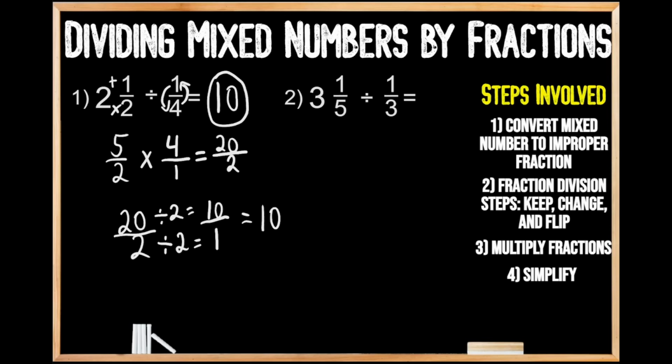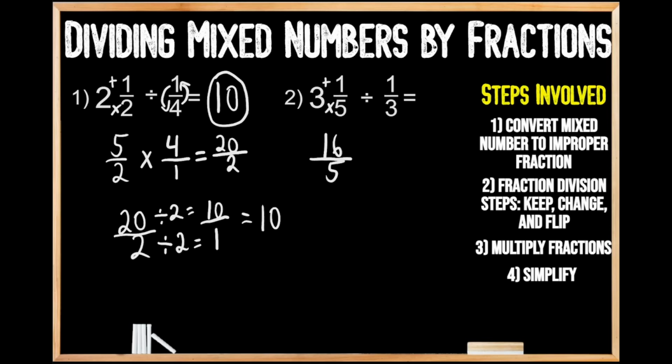So we'll remember that our first step is to convert our mixed number to an improper fraction. So we're going to multiply the value of our denominator by the value of our whole number. And 5 times 3 gives us 15, plus the additional 1, 15 plus 1 gives us 16 for 16/5.